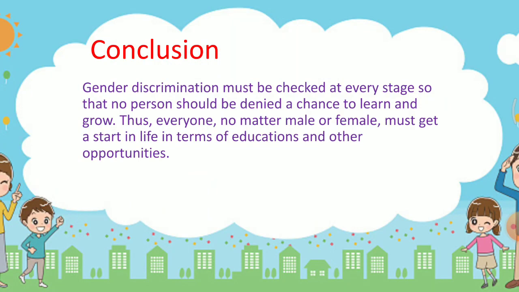Conclusion. Gender discrimination must be checked at each stage so that no person is denied a chance to learn and grow. Thus, everyone, no matter whether they are male or female, must get an equal start in terms of education and other opportunities.